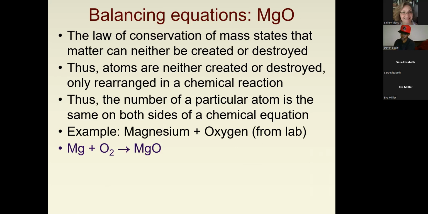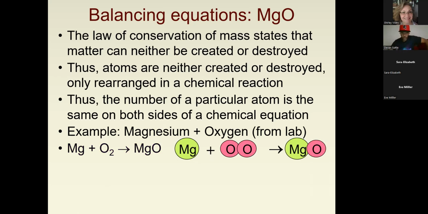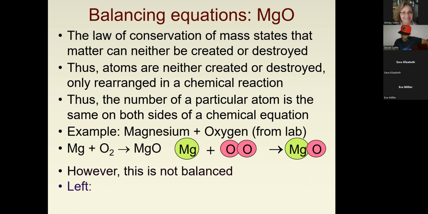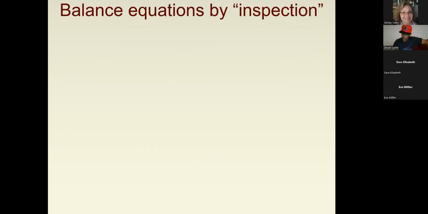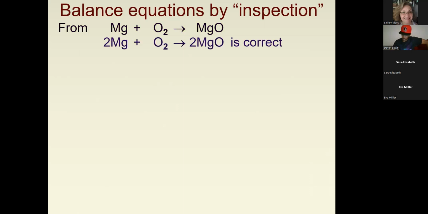So when you look at this one, you know it's imbalanced just by looking at it. You can kind of see the representation. There's not enough O's on the product side. The product side is the right. The reactant side is the left. All right, so we can do the inventory and see. That is definitely not balanced. So this is what I call balancing by inspection. Basically, you're just looking and you know that you need a 2 in front of the MgO and a 2 in front of the Mg. And that's a correct balance.